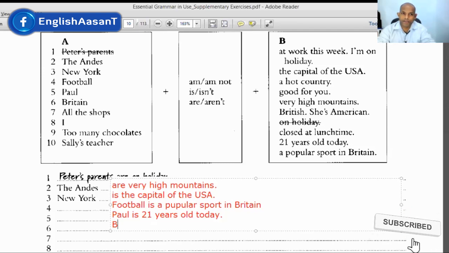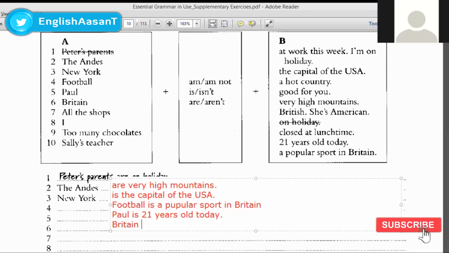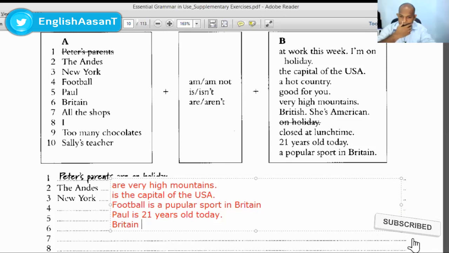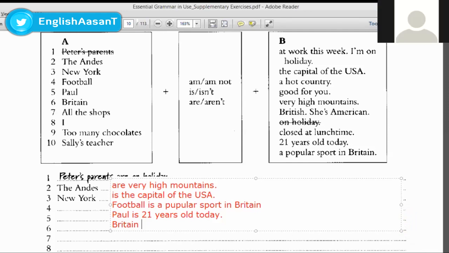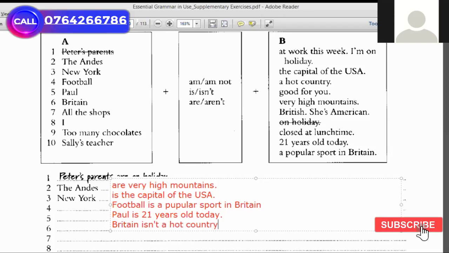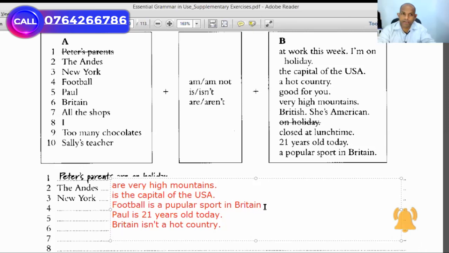Paul, Britain. It's a hot country. Is it a hot country? Is Britain a hot country? Isn't a hot country. Good job. Britain isn't a hot country.